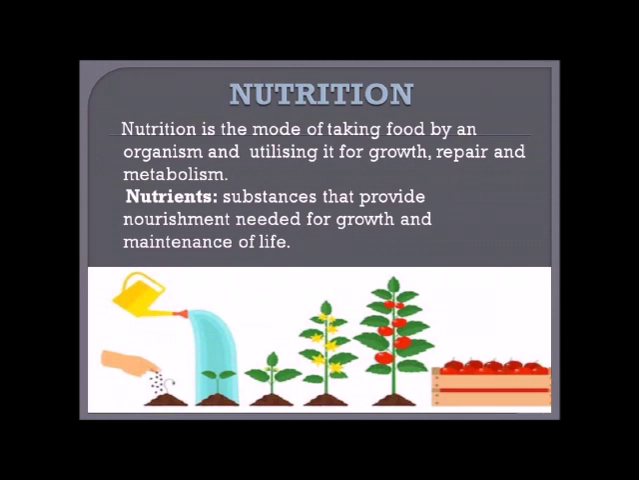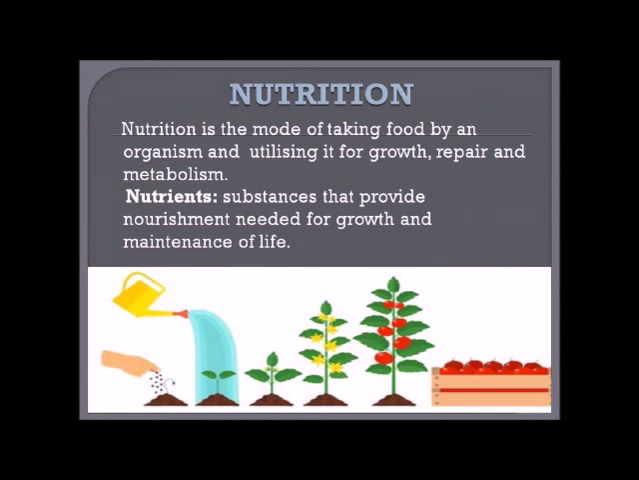Even in case of plants, they need nutrition. Now, how do they need nutrition, or in what form do they need nutrition? Plants can't live without sunlight and water. All of you know that. So they need food in terms of nutrients. And from where do they get nutrients? They don't only get nutrients from water and sunlight, but also from the soil. They absorb minerals from the soil. So this process of obtaining food and utilizing it for growth, repair and metabolism is known as nutrition.